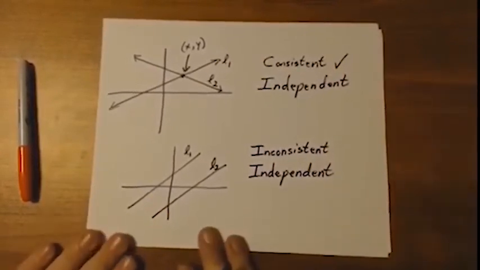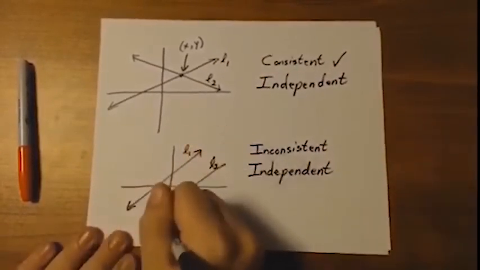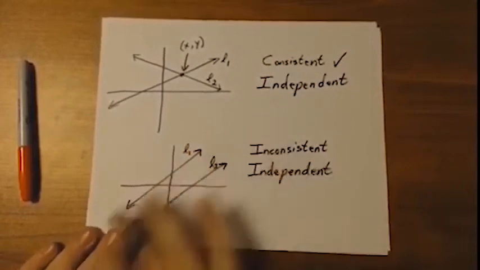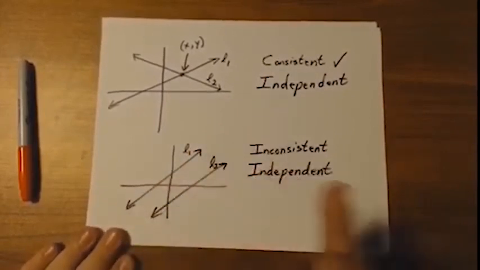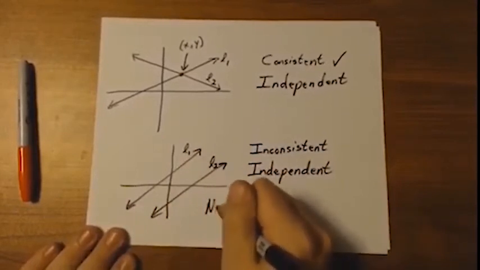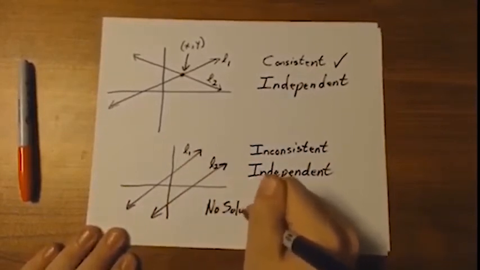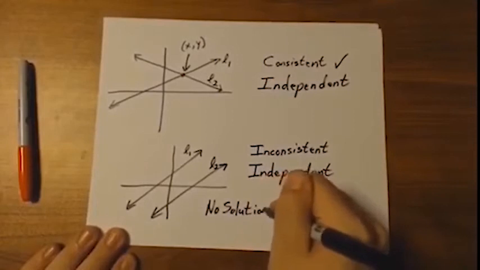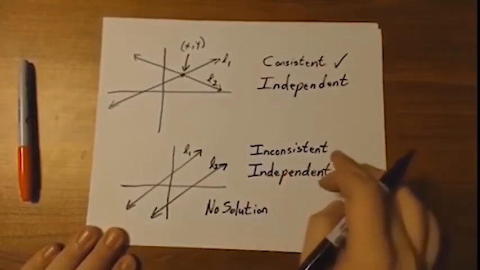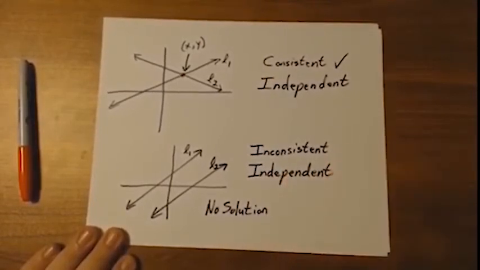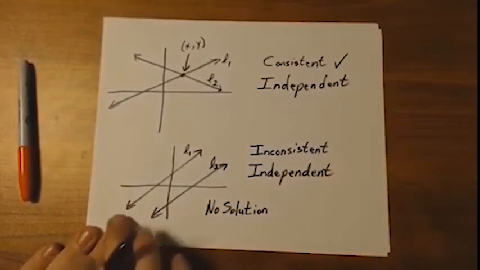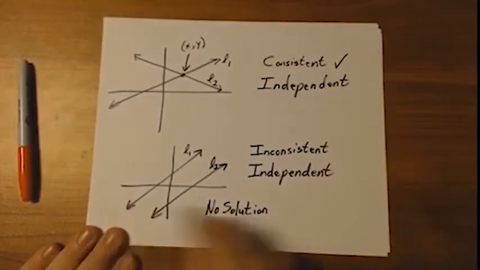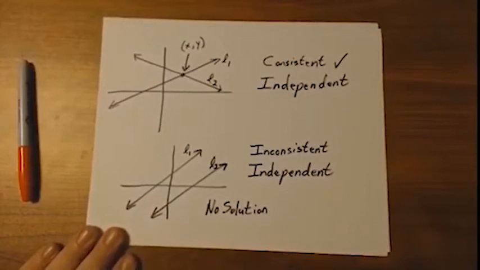So come down here, the parallel line example. If two lines are parallel, they never intersect. If they don't intersect, there's no solution. If there's no solution, then it is inconsistent. They are still different lines though, so the lines are independent of each other.